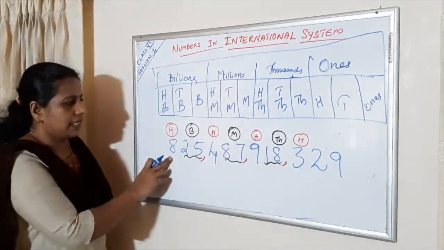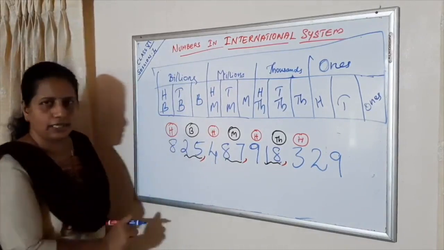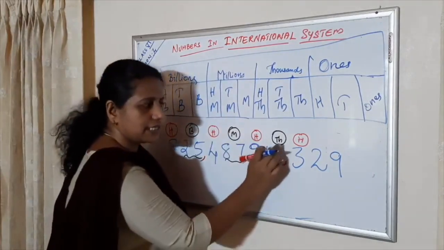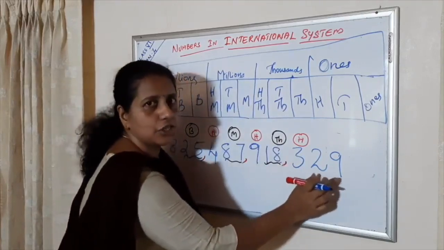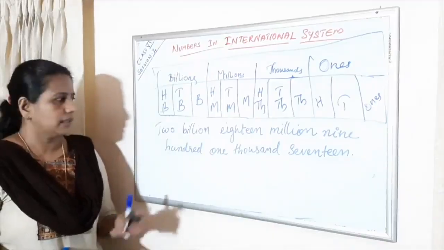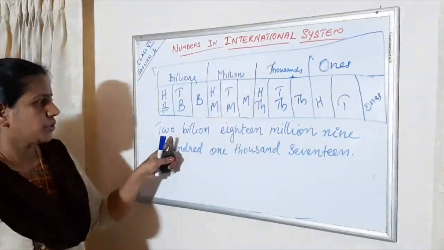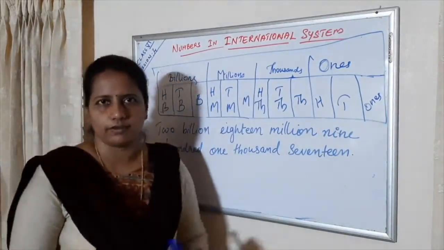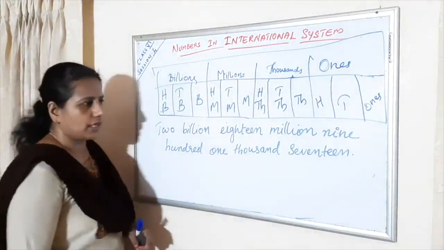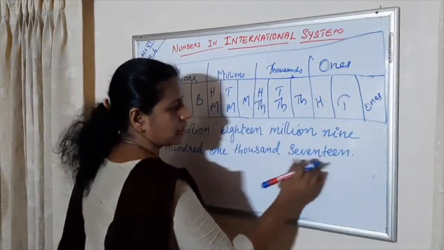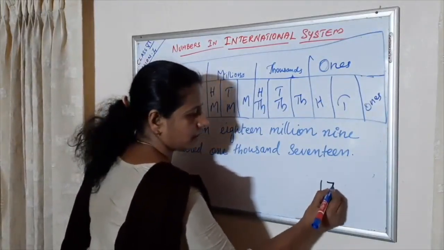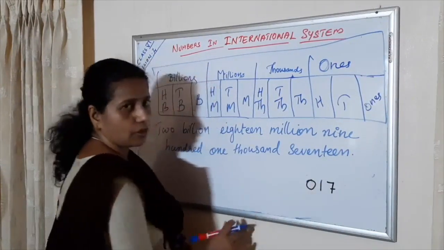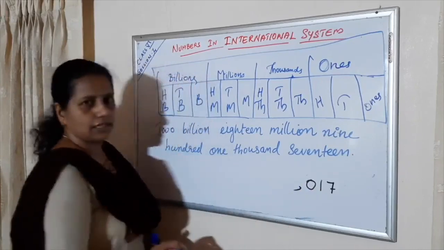That is 825 billion, 487 million, 918,329. Next, write in numerals. 2 billion, 18 million, 901,017. I told you how to write it in Indian system. Similarly, take the last one, that is 17. Then hundreds place nothing is there, so put 0 and after 3 digit insert the first comma.